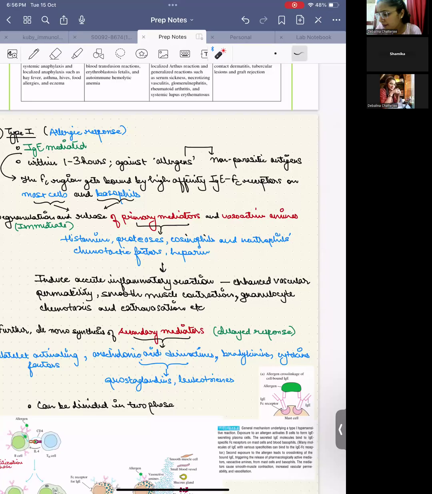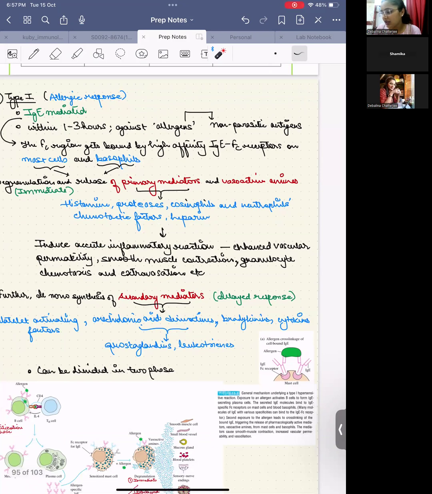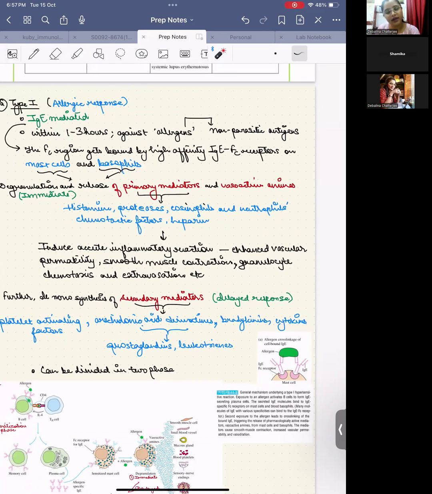And the primary mediators referred to here can further be of different types. It could be histamines, proteases, eosinophil and neutrophil chemotactic factors. Chemotactic factors for eosinophils and neutrophils means that they can guide these particular cells to come to the site of inflammation. Again, histamine, proteases, we have heparins, we have discussed those things while discussing the innate immune responses in our previous classes, right? So we understand by now that these are essentially regulators of your innate immune system.